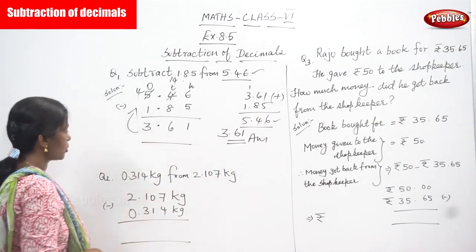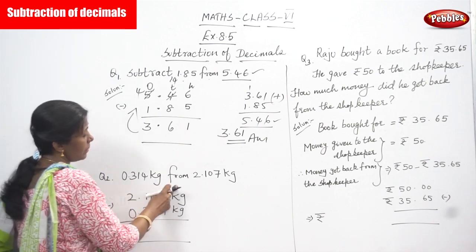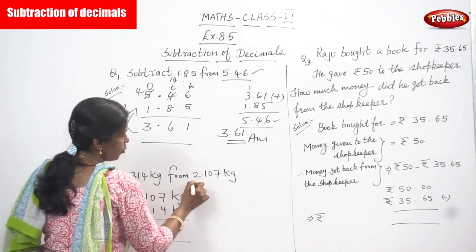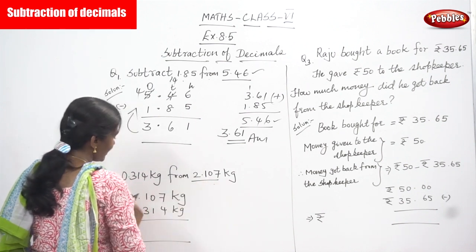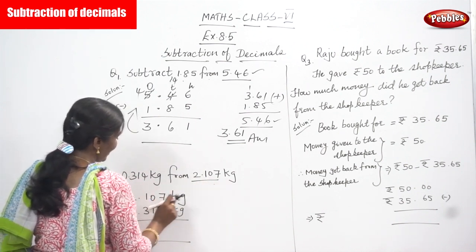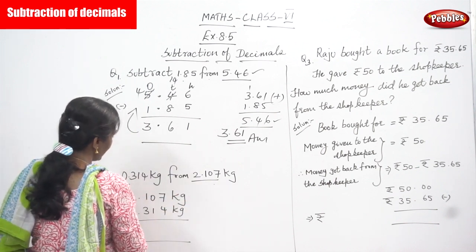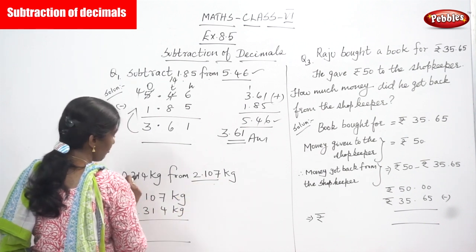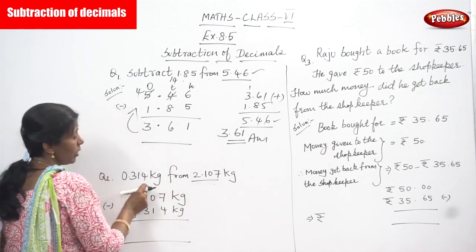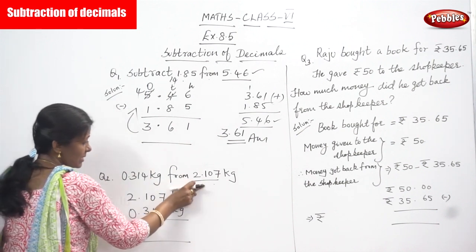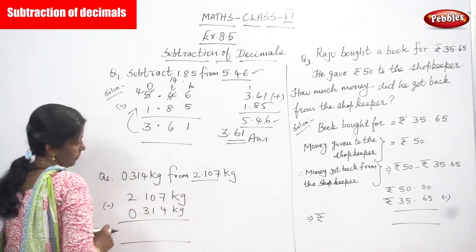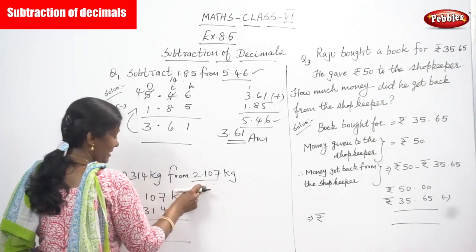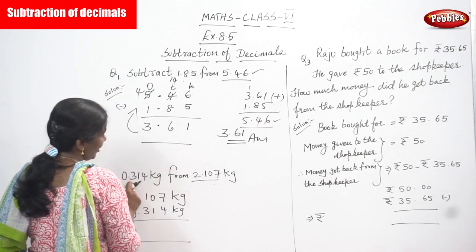Next, question number 2: 0.314 kg from 2.107 kg. After "from", the number that is given, you write first: 2.107 kilograms. Then you write the next number. So from 2.107 kilograms you subtract 0.314 kilograms: 2.107 kilograms minus 0.314 kilograms.